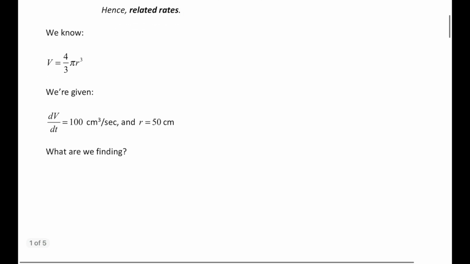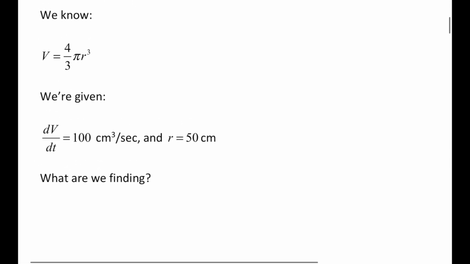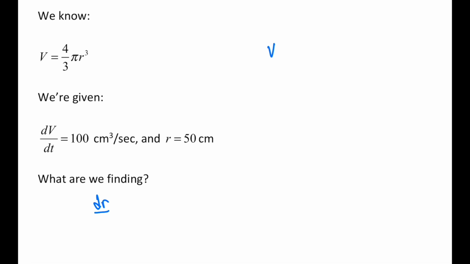So what do we know? We've got the volume is 4/3 pi r cubed. That's the formula for the volume of the sphere. We're given dV/dt is 100 cubic centimeters per second, and that the radius is 50 centimeters. I'm going to start off, and what are we finding? Once again, dr/dt. That's our end goal.